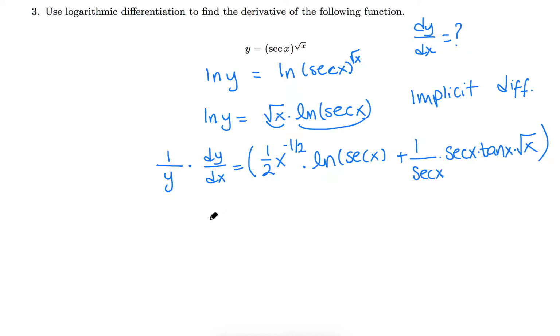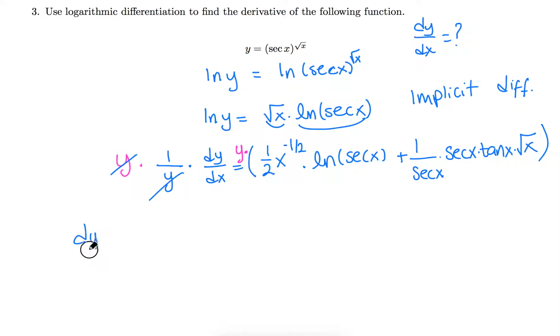We're looking for dy over dx. We would like to multiply both sides by y so that we can get rid of this thing over here. And I will do that. And at the same time, I will simplify the inside a little bit. So we're going to multiply both sides of the equation by y. Okay, so these y's will cancel.